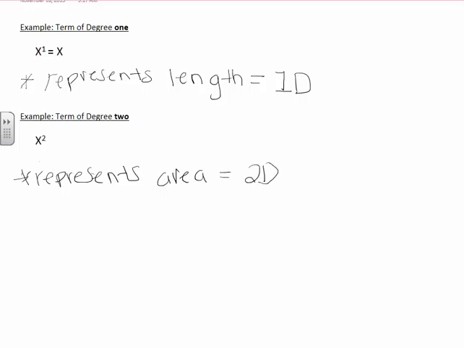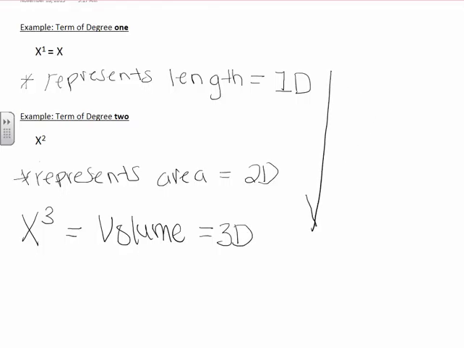I now want you to take a moment and just think. If single variable degree 1 terms represent length, and if single variable degree 2 terms represent area, what do you think single variable terms of degree 3 would represent? We're looking at anything that would look like this, x to the 3. Hopefully you were able to come up with volume, because that is correct. Any single variable term of degree 3 represents volume and is in 3D space. Hopefully you can see the pattern that is going on here.